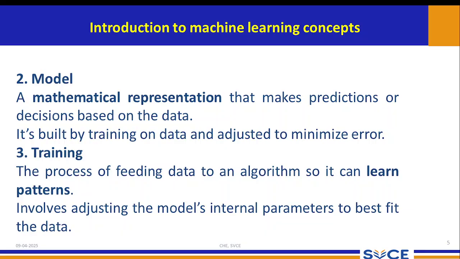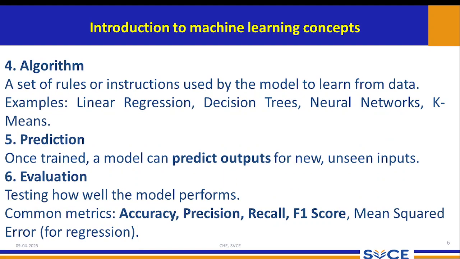And a model is a mathematical representation that makes predictions or decisions based on the data. Then training: 80% of the data will be used for training and 20% will be used for testing. The algorithm is a set of rules or instructions used by the model to learn from the data, such as linear regression, decision tree, neural networks, and k-means. Then prediction: once it has been trained, a model can predict output for new or unseen data. And the last one is evaluation.